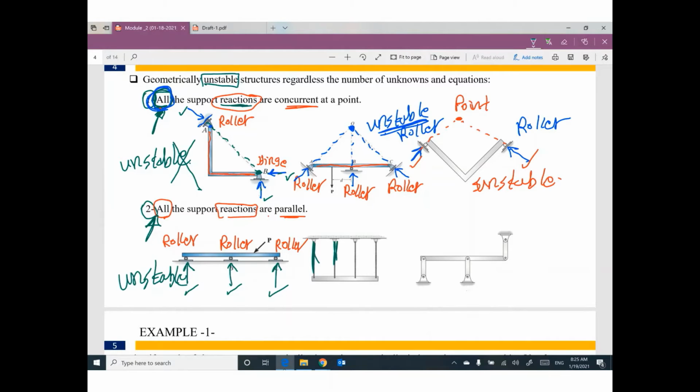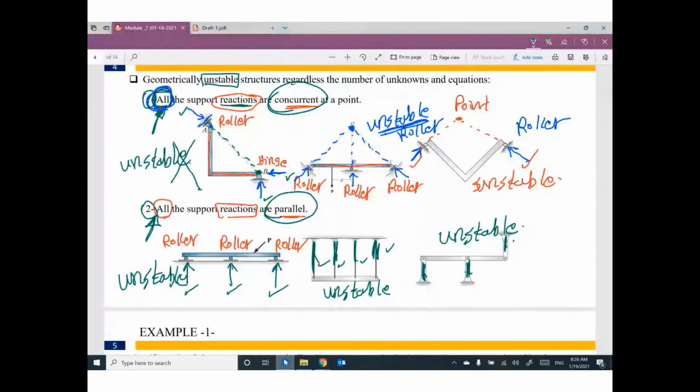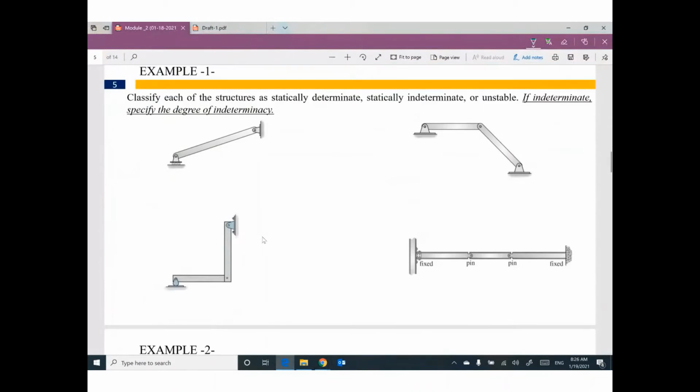The same case here, these lengths will make your reactions parallel. So this structure will be unstable. The same here, this one and this one and this one, all of them are parallel. So this structure will be unstable. So if all of your reactions are concurrent, the structure is unstable. If all of the reactions are parallel, the structure will be unstable, regardless of how many equations or how many unknowns.